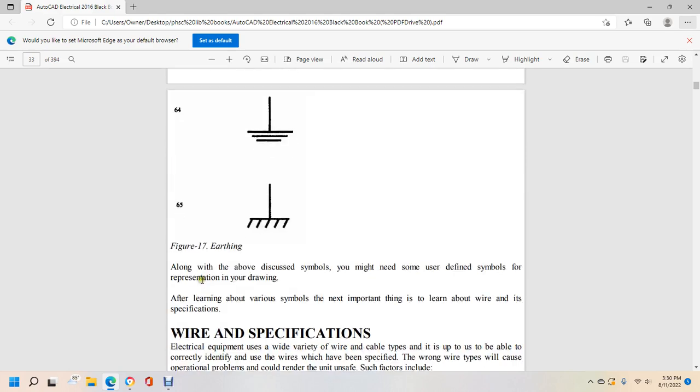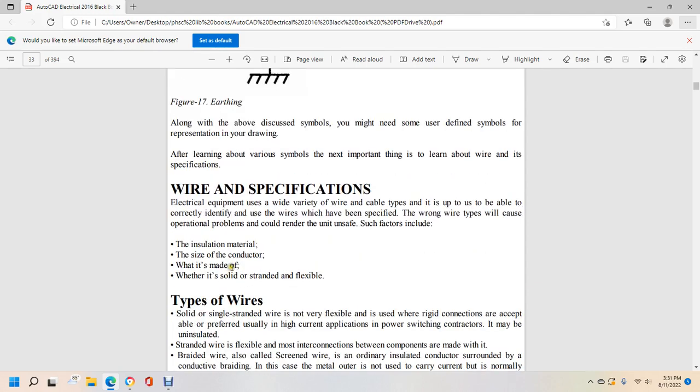Earthing shows the ground symbols, along with the symbols discussed above. You might need to use some of these symbols for the representation in drawings. After learning the various symbols, the next important thing to learn about is wire and specification. Electrical units use a wide variety of wire and cable types. You need to be able to correctly identify them, because wires specified with the wrong wire types cause operational problems and could render the unit unsafe.